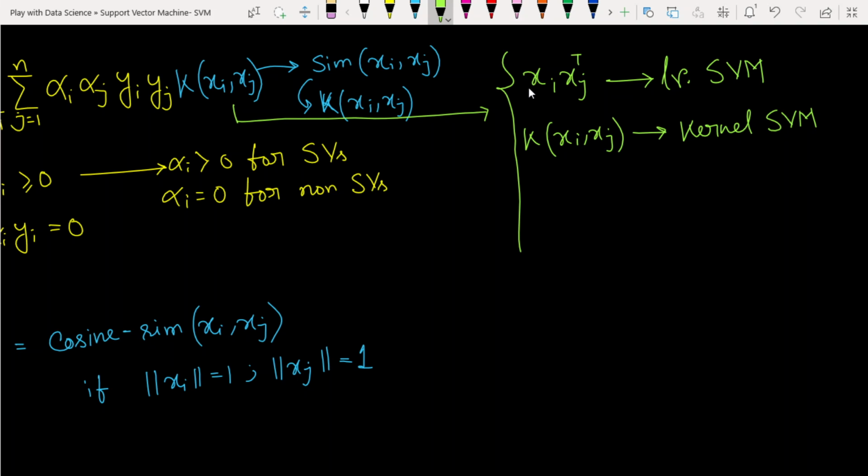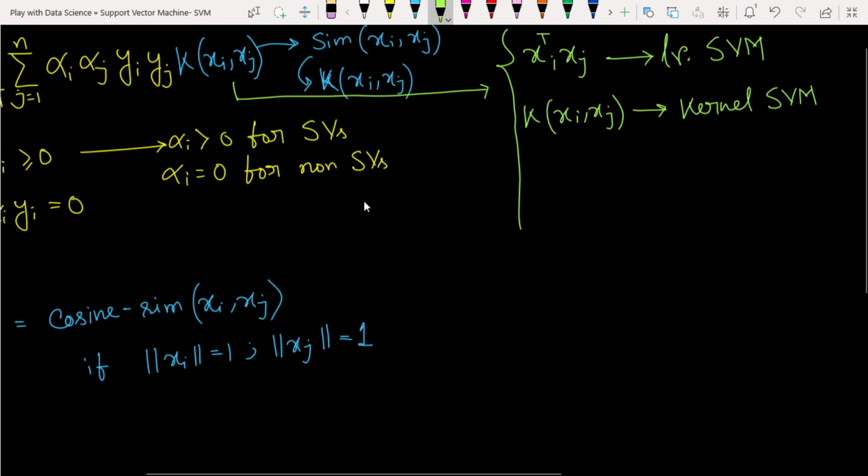Okay, simple, if we are using this transformation xi transpose xj, then here we are using the linear SVM. If we are using a kernel function, then we call this the kernel SVM.